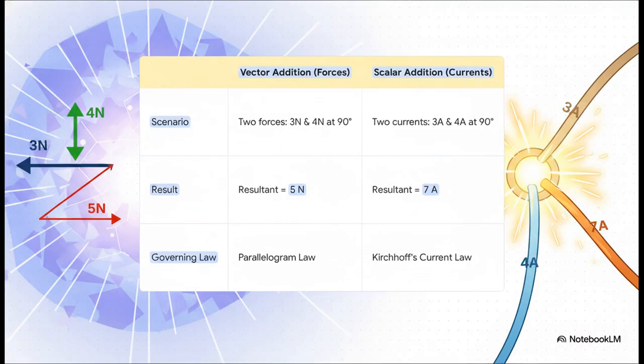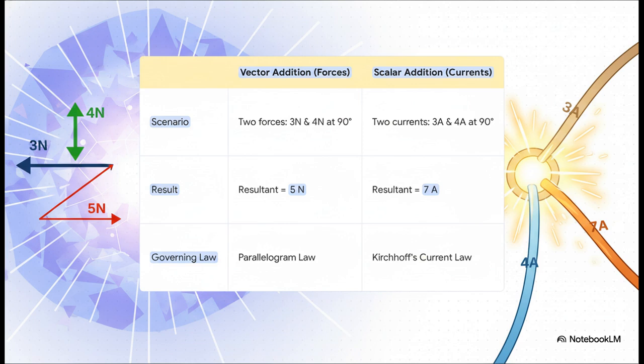Okay, check this out. It's a tale of two additions. On the left, you have two forces. Let's say 3 newtons and 4 newtons, pulling at a 90-degree angle. You can't just add 3 and 4. You have to use the parallelogram law, or Pythagoras in this case, and you get 5 newtons.